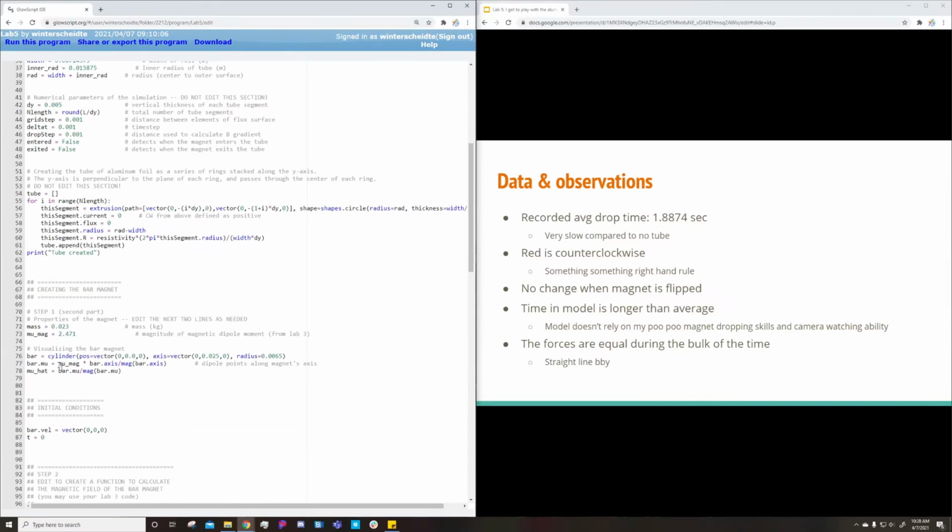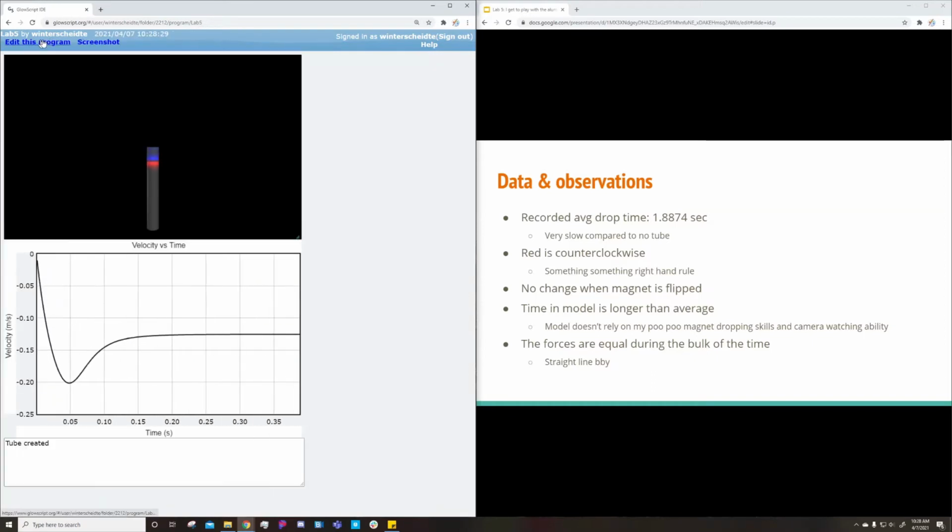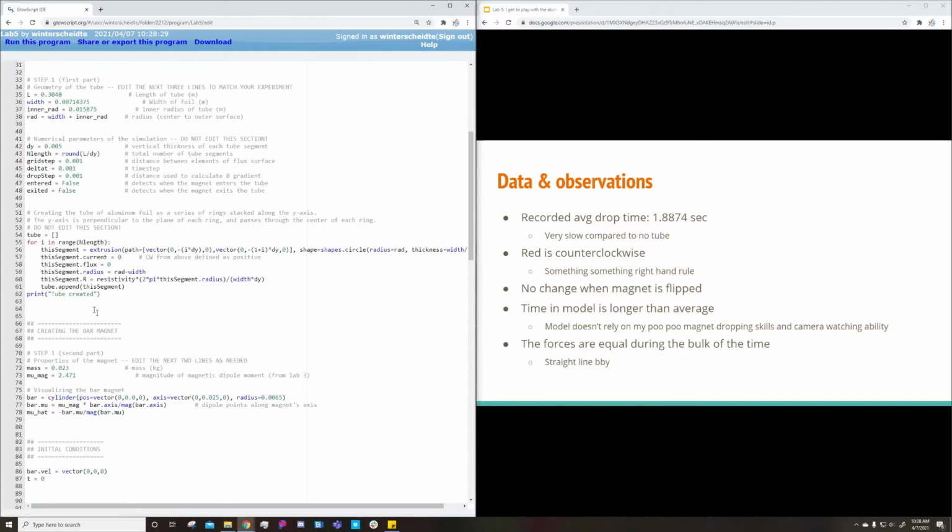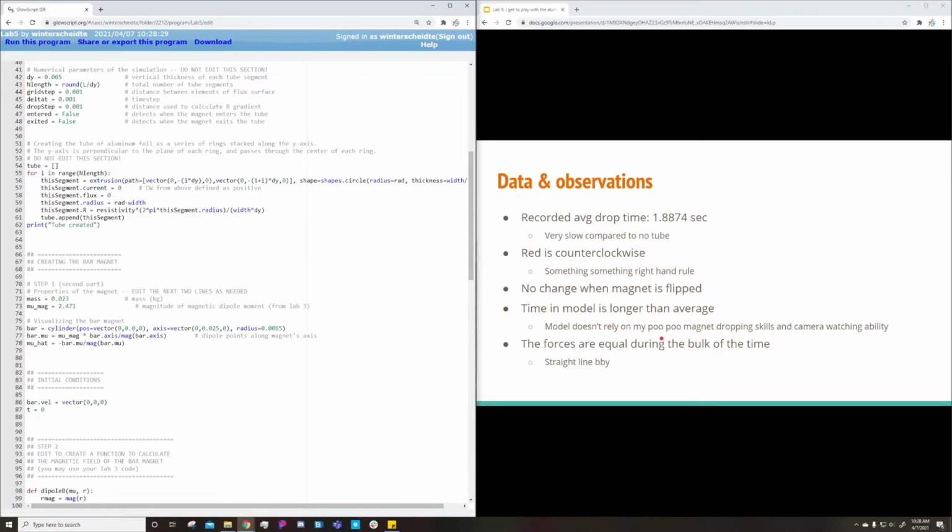And if we were to change the direction of the magnet, what we can see is that nothing would actually change. So let's see, mu hat right here would make negative, and there is no change. The time stays the same, and so does the orientation of the induced current.